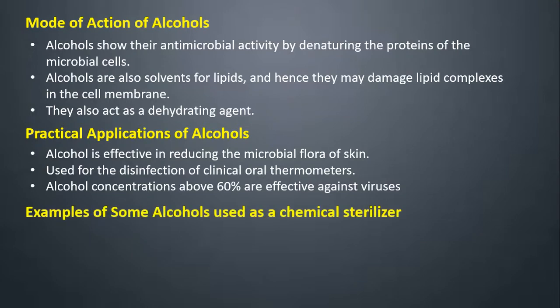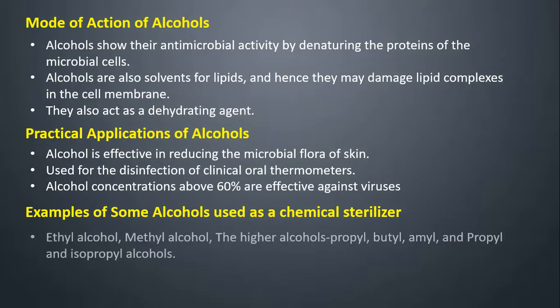What are the examples of alcohols which are used as a chemical sterilizer? Some examples are ethyl alcohol, methyl alcohol, and the higher alcohols propyl, butyl, and amyl. Propyl and isopropyl alcohols in concentrations ranging from 40 to 80% are bactericidal for vegetative cells.